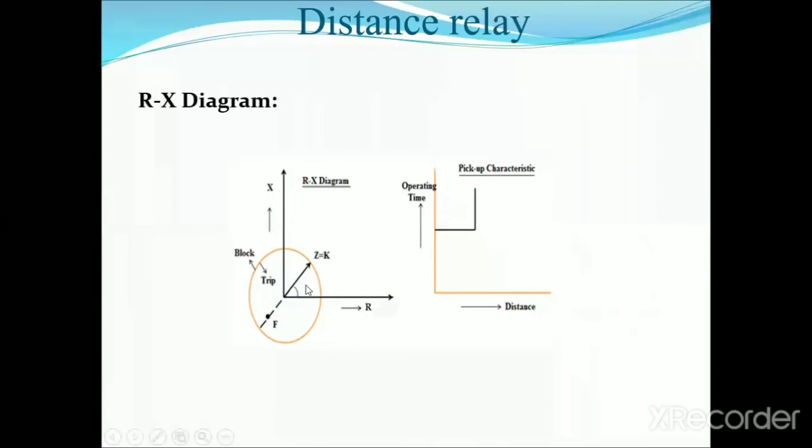This region is called the tripping region. In that region only, the relay coil gives the indication to the circuit breaker. This is the blocking region. In that case only, the relay gives the tripping command. This is the faulted condition.